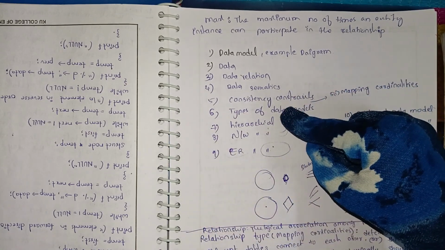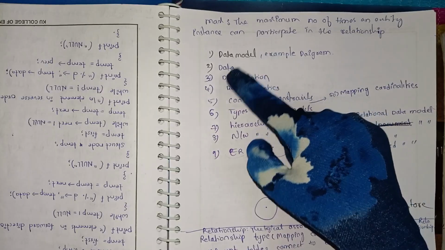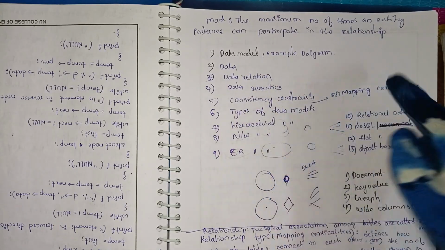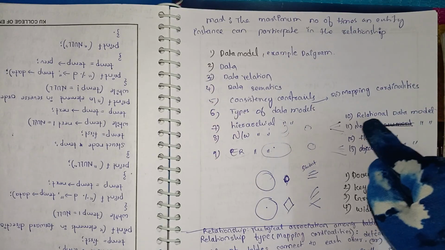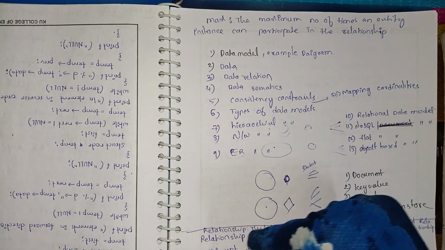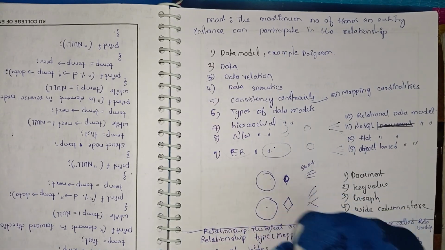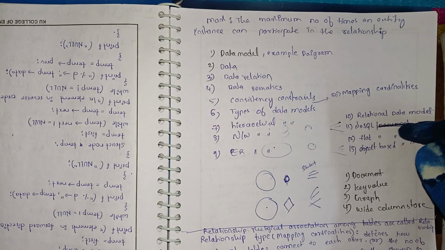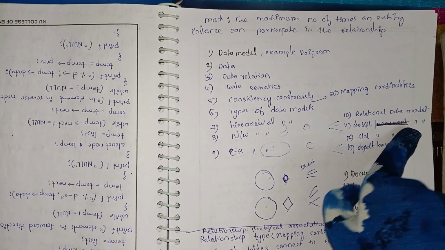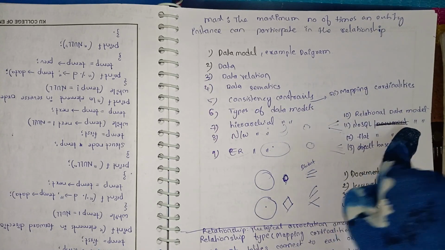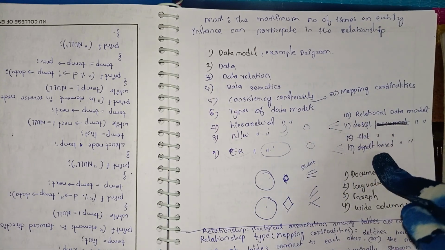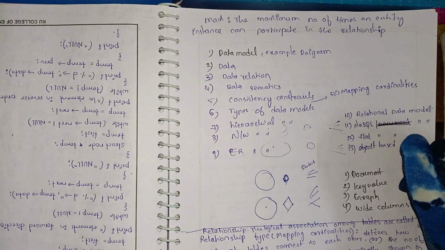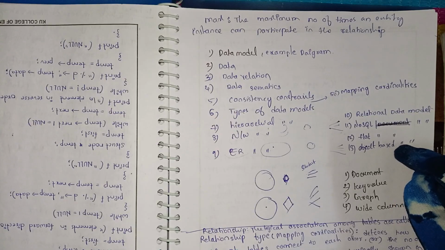So here in the first part I have explained all these concepts, and in the second part I have explained relational data model, relationship types means mapping coordinates, and in the third part NoSQL data model I have explained, and in this fourth video I will explain object based data model.